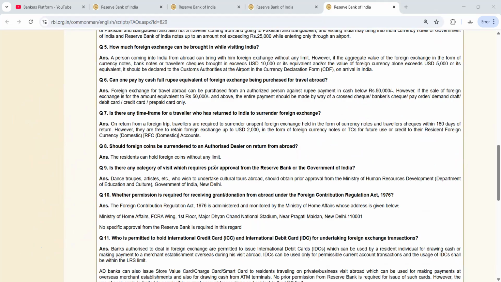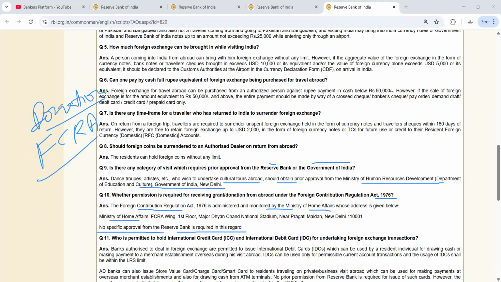Is there any category of visit which requires prior approval? Okay, so prior approval is required from the Reserve Bank or Government of India. Dance troupes, artists, etc., who wish to undertake a cultural tour abroad should obtain prior approval from the Ministry of Human Resource Development, Government of India, New Delhi. Next, whether permission is required for receiving a grant or donation from abroad under the FCRA Act 1976. The FCRA Act is administered and monitored by the Ministry of Home Affairs. Their address is given. So no specific approval from RBI is required in this regard. Specific approval is not required for taking the donation under FCRA.